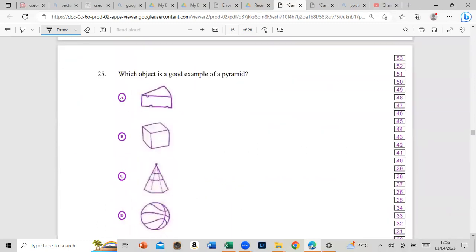25 says, which object is an example of a pyramid? It looks like a piece of cheese. That would be that. All right.